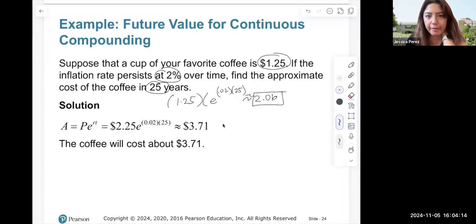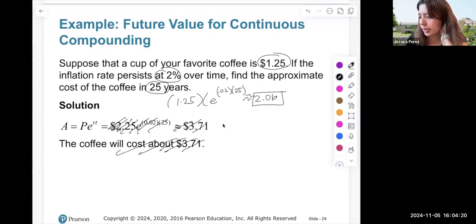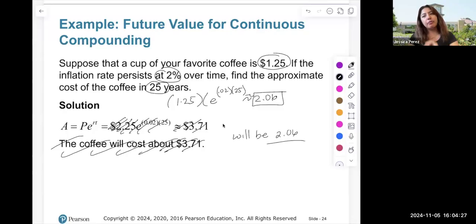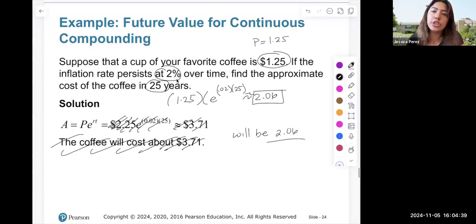So the typo, it has 225, but we actually started with 125. So that's a typo. So the actual cost will be $2.06. So remove the $2.25 because that was in our principal. The principal amount was $1.25, not $2.25. Otherwise it will change, of course.